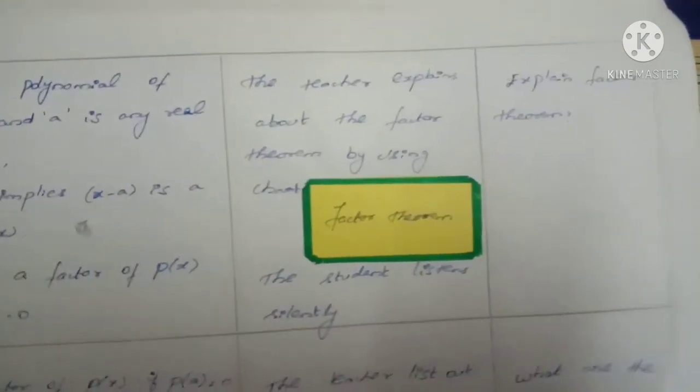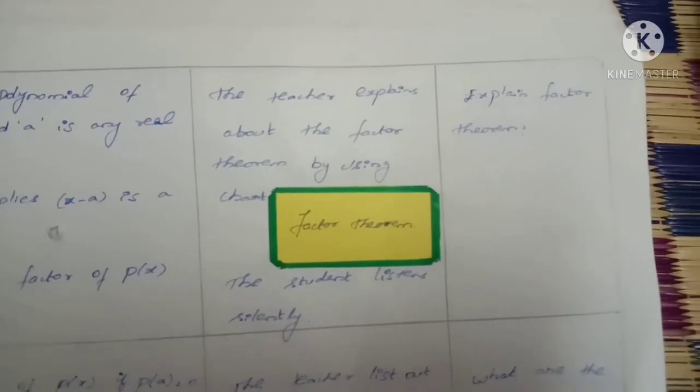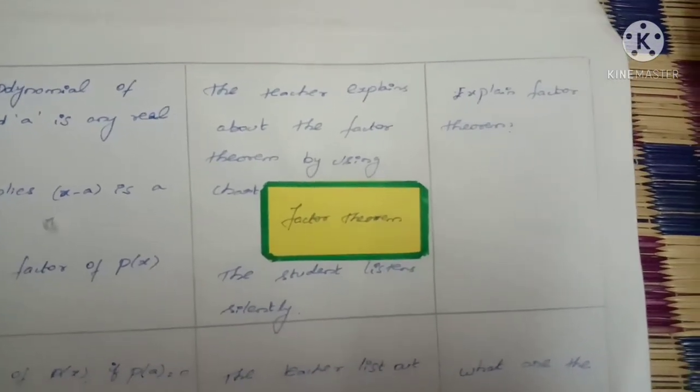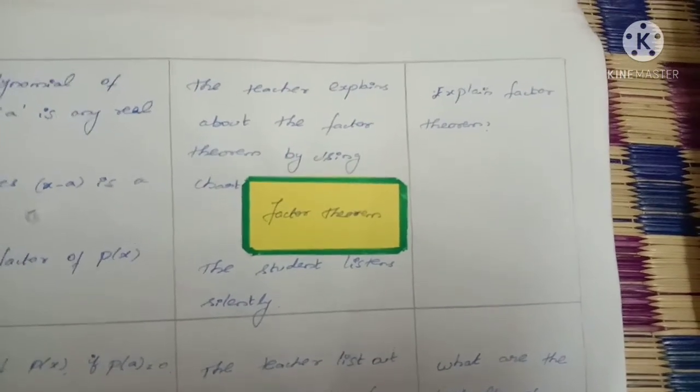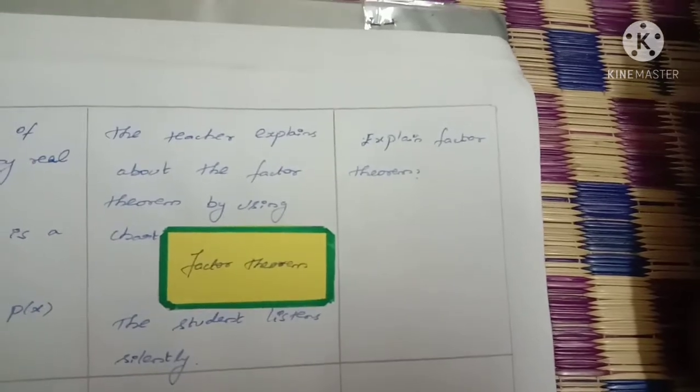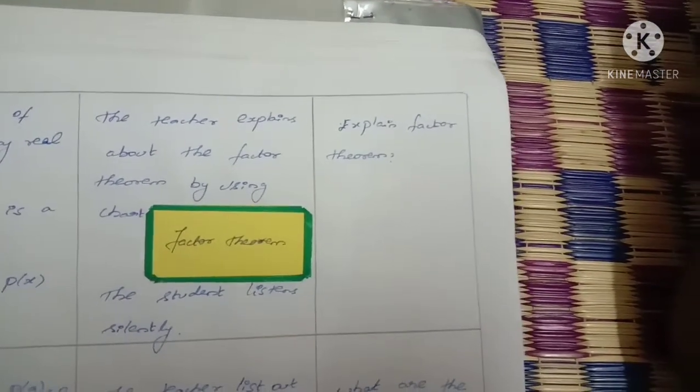In the next box, the teacher explains the factor theorem by using a chart. We have to paste the chart. Inside we have to write factor theorem. Then the students listen silently. In the last box, explain the factor theorem.